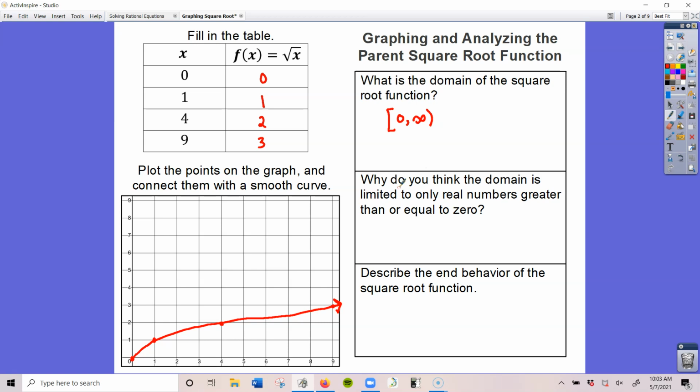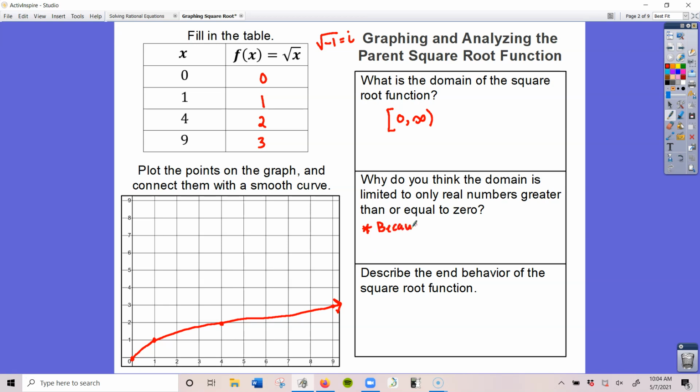Now this follow-up question says, why do you think the domain is limited to only real numbers greater than or equal to 0? The reason why the graph starts at 0 and goes to infinity is because, keep in mind, if you were to plug in, let's say, a negative x value, if I plug in -1, this would give me the imaginary unit i, which I cannot plot here. So any negative x value would give me that imaginary number. So that's the reason.